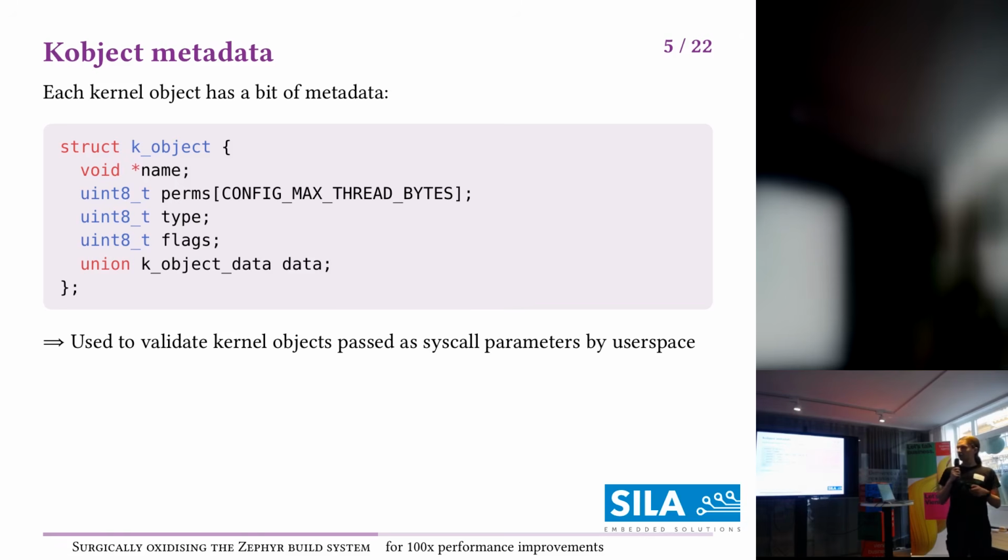The kernel uses this when a userspace thread does a syscall, like k_pipe_put or whatever, please put the data into this pipe. You give it the address of the pipe, and the kernel looks up, okay, what is this? Is this a pipe? Okay, is this thread allowed to access it? And so on.